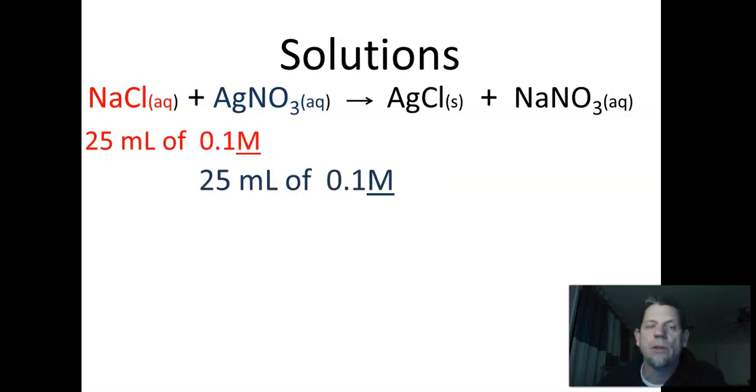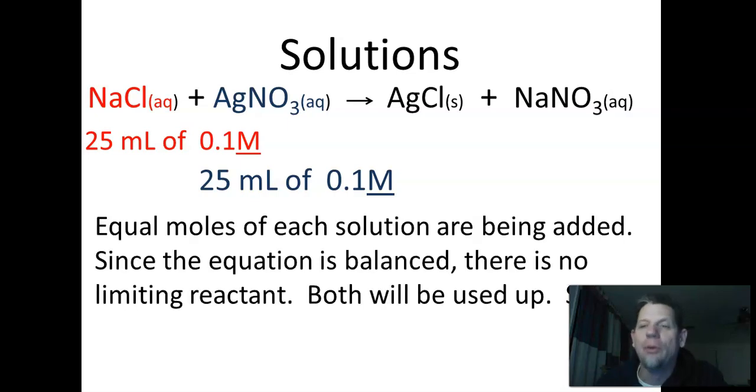All right. So the other thing is we had 25 milliliters and 0.1 molar of both of the solutions. I tried to color code them here for you. So you have the 25 milliliters of 0.1 molar salt solution and 25 milliliters of 0.1 molar silver nitrate solution. So what we know is that this is a perfect stoichiometric ratio because the volume and the molarity are the same. That means that you're going to have the same number of moles of both of those substances that are going to be reacting. So if it's a perfect stoichiometric ratio, that's also how many moles of product will be made. Equal moles of each solution are being mixed.